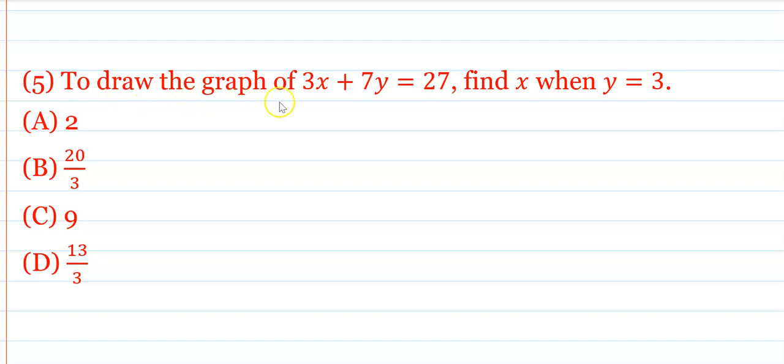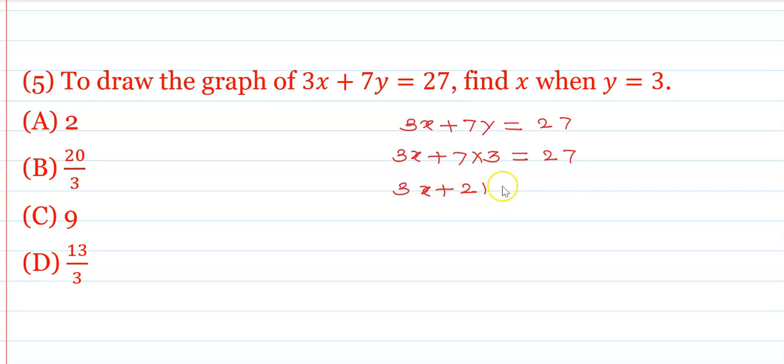To draw the graph of 3x plus 7y is equal to 27, find x when y is equal to 3. y is equal to 3 दिला असताना x find out करायचं. त्यासाठी आपण काय करणार? या इक्वेशन मध्ये we will substitute y is equal to 3. Therefore, 3x plus 7y is equal to 27. Put y is equal to 3. That is 3x plus 7 into 3 is equal to 27. Therefore 3x plus 21 is equal to 27.